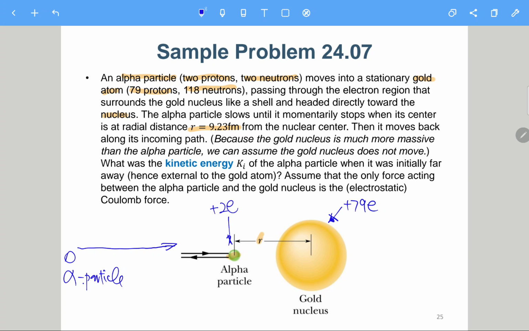So it asks you, what was the kinetic energy of the alpha particle when it was initially far away? It tells you that up to R equals 9.23 femtometer, the alpha particle stops and then turns back. So what was the initial kinetic energy? And assuming the only force acting between the alpha particle and the nucleus is the electrostatic or the Coulomb's force.